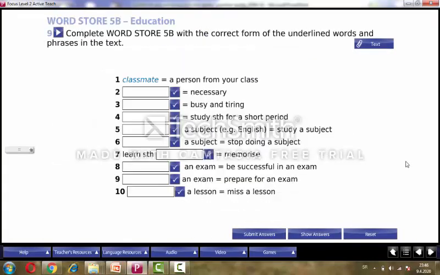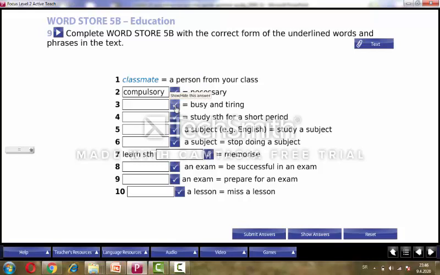Well done! And if you're not really familiar with all the phrases from the text, we're going to check some of them. It's Word Store 5B, and I'll provide the answers and maybe some translation if necessary. These phrases are actually the underlined words and phrases in the text. Classmate is a person from your class. Necessary, compulsory, pay attention, this one is very important, compulsory, obavezan, predmet u školi recimo. Number 3, busy and tiring.